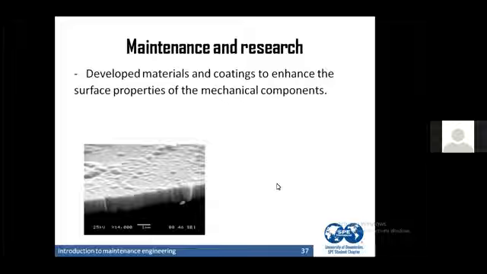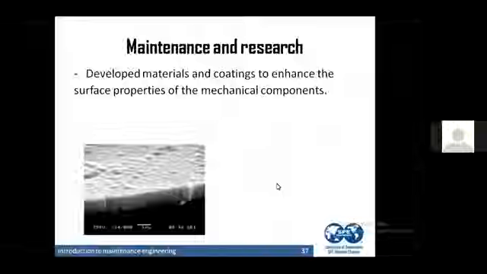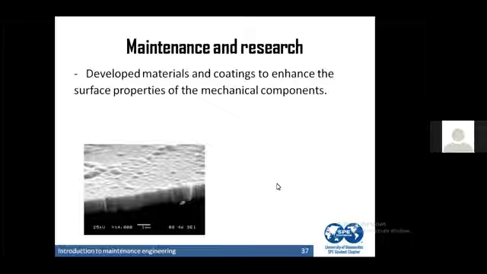So as I said before, every one of us can become not just a maintenance engineer, but a maintenance researcher. To become a maintenance researcher, there are a lot of fields that need to be improved by you. One of them is developing new materials and coatings to enhance the tribological properties of any equipment, of any surfaces. Because as we saw before, tribological problems are main causes of failure. So by developing new coatings and new materials, you are fighting against failures.